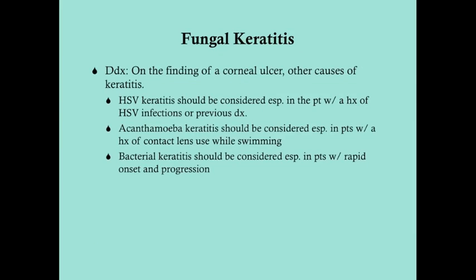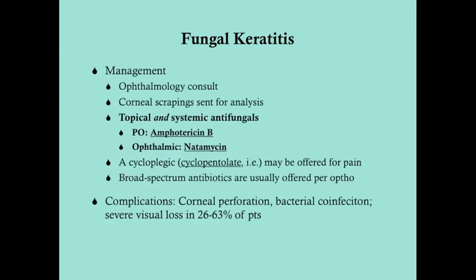Okay, so differential. On finding a corneal ulcer, you should always consider the other causes of keratitis. So herpes should be considered, especially in a patient with prior herpes virus infections or previous diagnosis. Acanthamoeba keratitis, which we're going to talk about next, should be considered especially in patients with a history of contact lens use while swimming. And bacterial keratitis should be considered especially in patients with a rapid onset and progression.